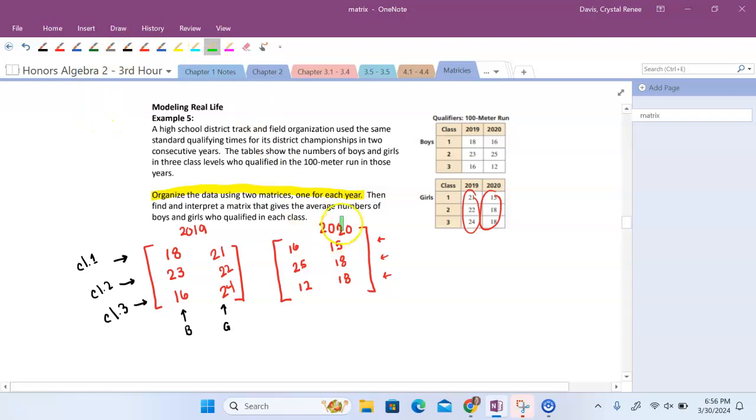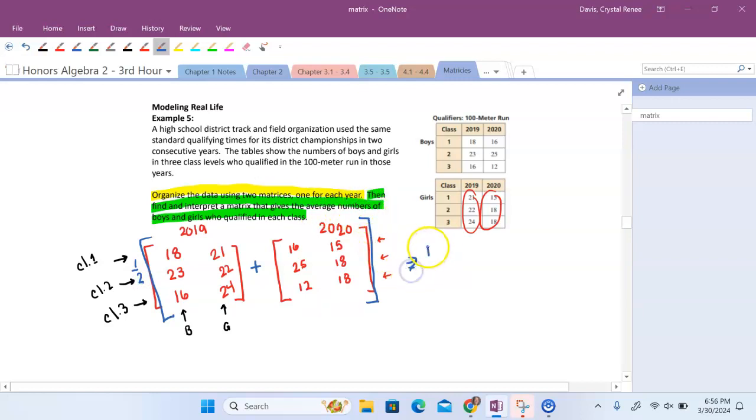The next step is to find and interpret the matrix that gives the average numbers of boys and girls who qualified in each class. So we want the average number of both of them put together. What we need to do first is add these, and then apply our scalar. If we add 2 things, to find the average, we divide by 2. So we're going to multiply by 1/2 because multiplying by 1/2 is the same thing as dividing by 2.